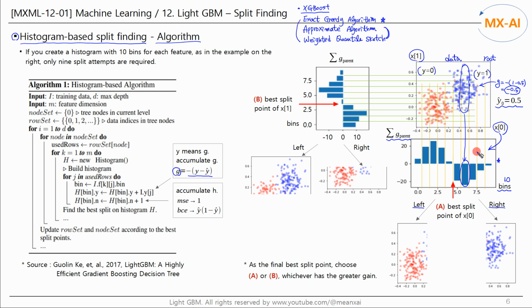In this way, we calculate the sum of g over all bins. Since there are 10 bins for each feature, we only need to split the root node 9 times for each feature. There are a total of 9 candidates in this histogram. We use these candidates to split the root node and find the best split point with the highest gain. If this point is optimal, the root node can be split into the left and right nodes as follows.